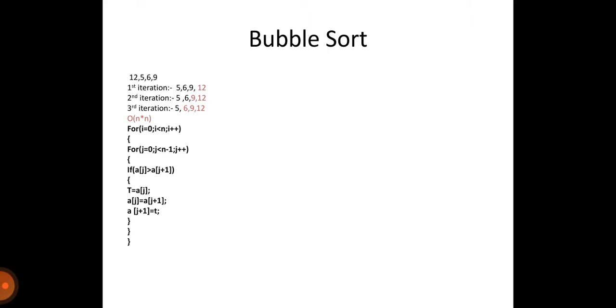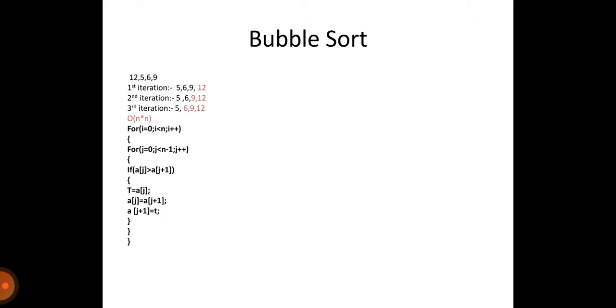So as you can observe, in the first iteration the last element gets its proper position, in the second iteration the second last element gets its proper position, in the third iteration the third last element gets its position. So as we know, if n minus 1 elements are getting their proper positions, then the last element, that is the one element which remains, will get its position, because the n minus 1 remaining elements are getting their proper positions.